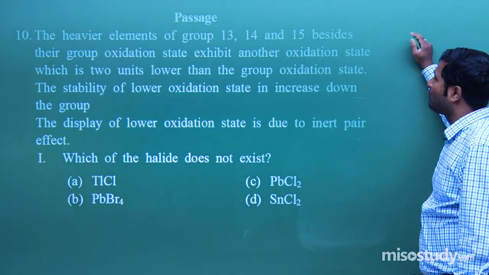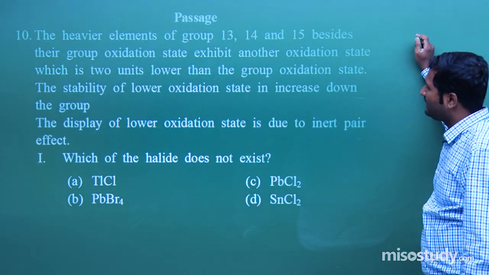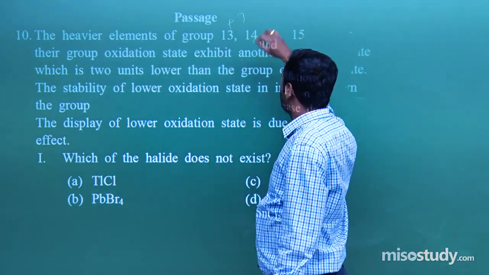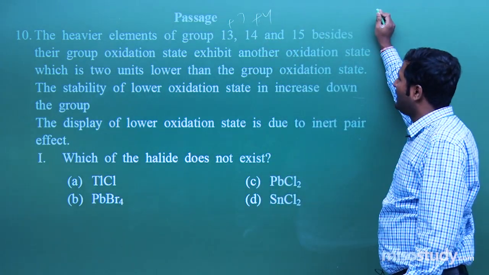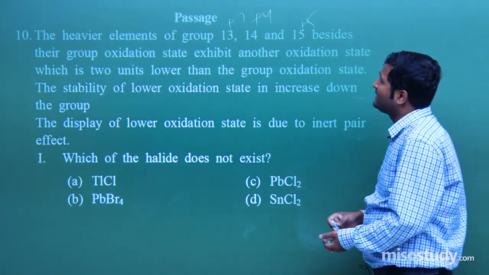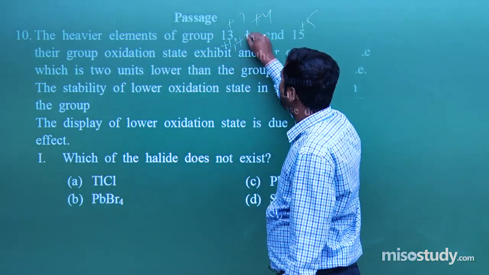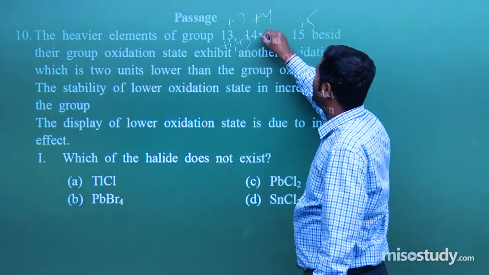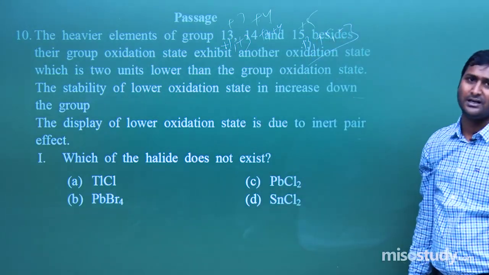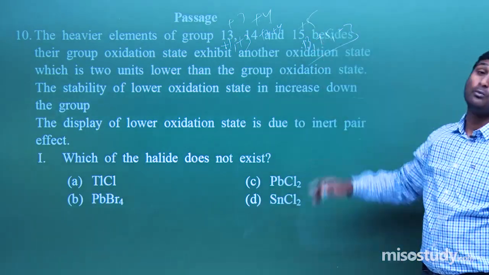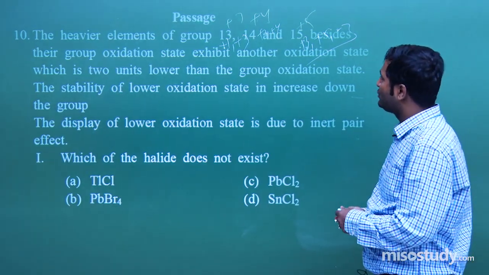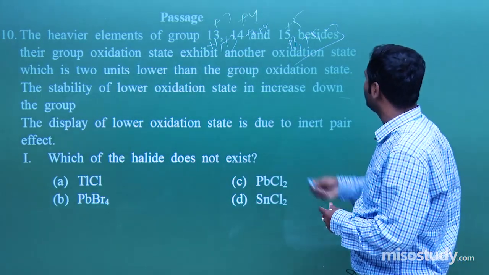The heavier elements of group 13, group 14 and group 15. Besides their group oxidation state, for group 13 the common oxidation state is +3, group 14 the common oxidation states are +4, and group 15 the common oxidation state is +5. But here are the changes. Group 13 has common oxidation states +1 and +3, here +2 and +4, here +3, +5 and sometimes -3, and the range is from -3 to +5. Clear to you? Now another oxidation state which is 2 units lower than the group, as I told you, 2 units lower than +5 is +3.